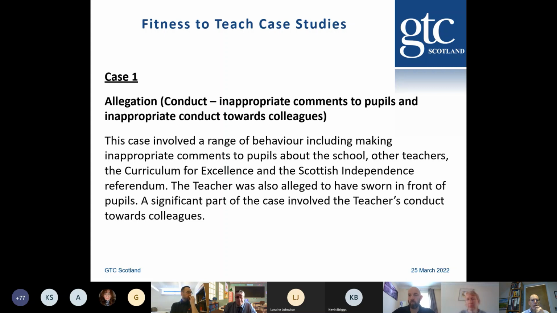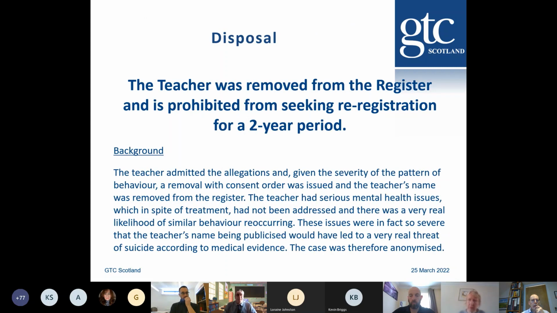Okay, folks, I think we'll go with the answer. This might shock one or two of you, but remember, you were only given some limited information at the start. The disposal here was that the teacher was removed from the register and is prohibited from seeking re-registration for a 2-year period, which is the maximum period. And I'll go into exactly why that was the case. As I say, you were only given limited information on the first slide.